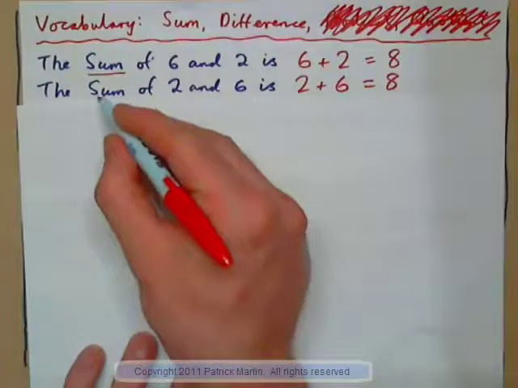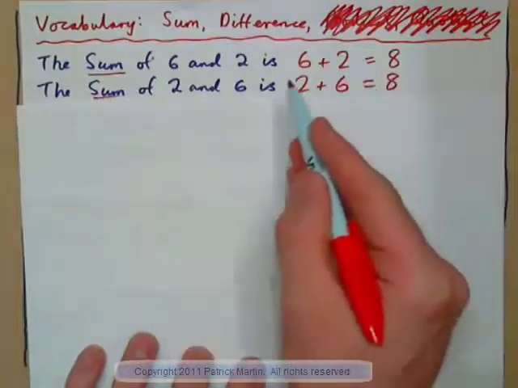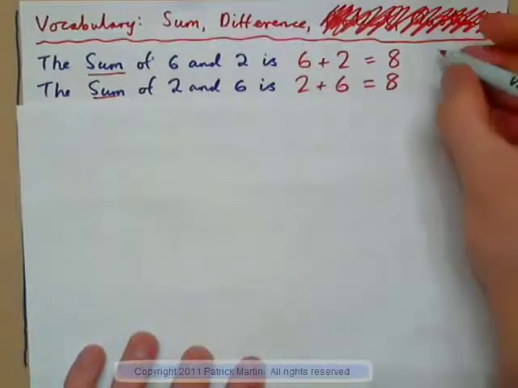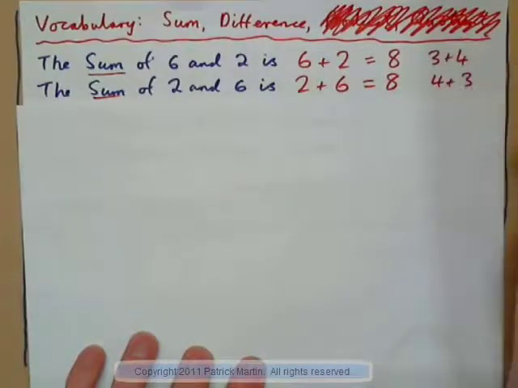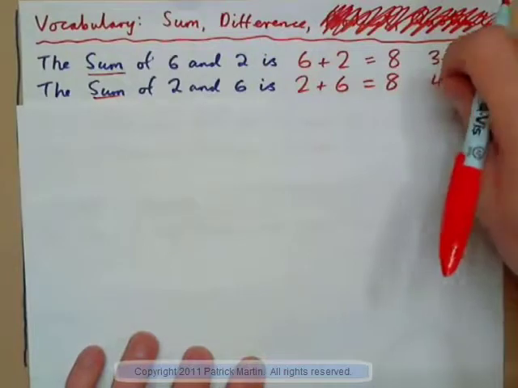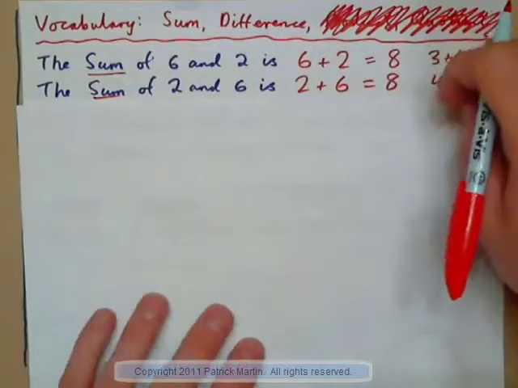So when we're talking about sum, it doesn't matter which order we write it, because either way, 3 plus 4 is 7, and 4 plus 3 is also 7. So you can interchange addition. That's called the commutative property.